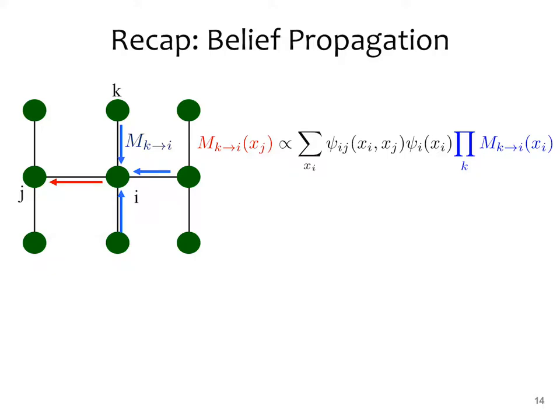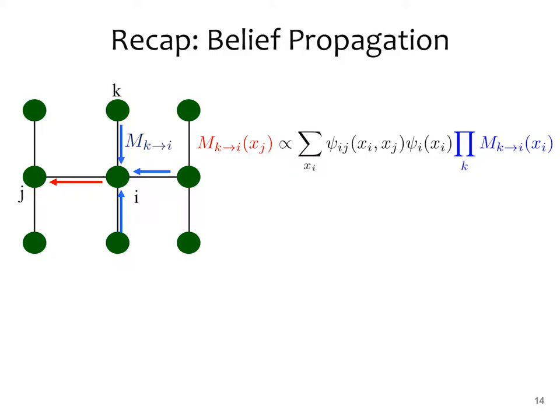Okay, so let's recap belief propagation one more time. Hopefully you remember the form of the message that we passed through the graph. Here I'm removing the factor graph. I'm viewing these as nodes that are sending messages to each other. The form of the message that goes from node K to node I was basically like this.